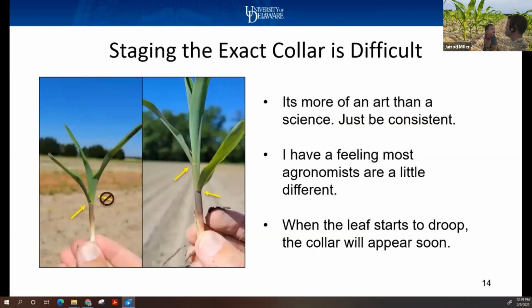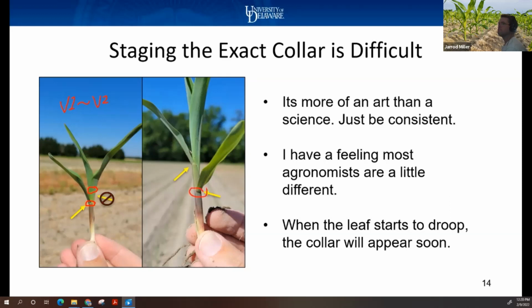This is how I do it. I look for the visible crease. So here you can see it, but here you don't. It's getting there, but it's not there. Your next question is, when is it going to happen? So this is when I leave notes to myself. This is V1 and I'm like, okay, it's moving to V2. I'm not quite sure when it's going to happen. It might be tomorrow, it might be in 2 days, depending on the temperature.